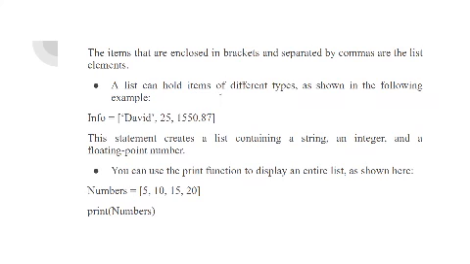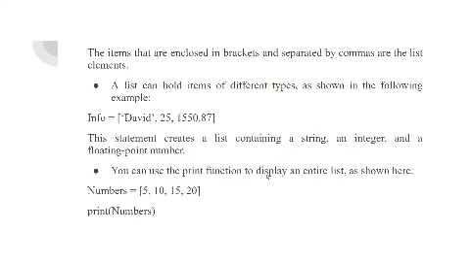A list can hold items of different types, as shown in the following example. This is an example of a list. Here info is the list name, a list containing different data types of elements. Here we can see that it's a string data type, an integer data type, and a float data type. This statement creates a list containing a string, an integer, and a floating-point number.